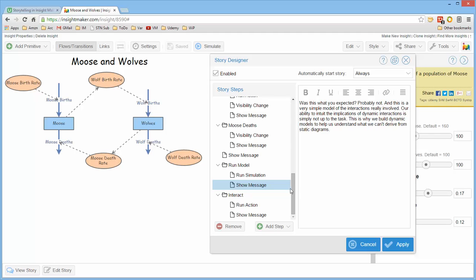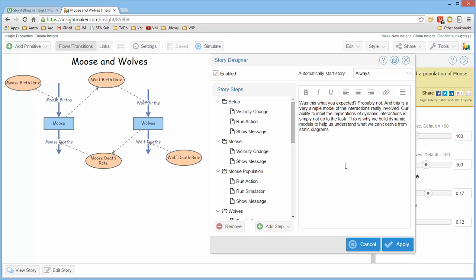So just another example of what you can do with the story in terms of using the functions of the API to pretty much control about anything you want to with the model to present a meaningful story to your audience.